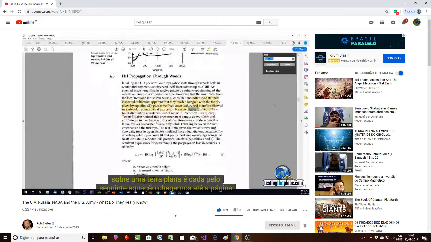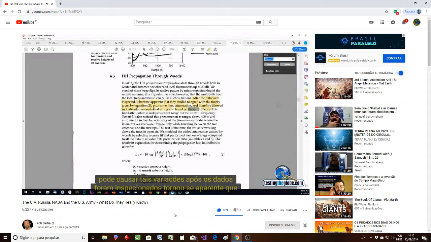We get down to page 14 here. HH propagation through the woods. In taking the HH polarization propagation data through woods both in winter and summer, we observed local fluctuations up to 20 decibels. We avoided these large dips in receive power by minor repositioning of the receive antenna. It is important to note, however, that the multipath from the local trees and brush can cause such variations.